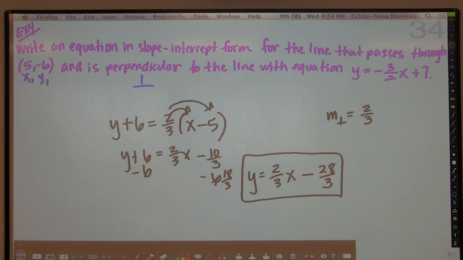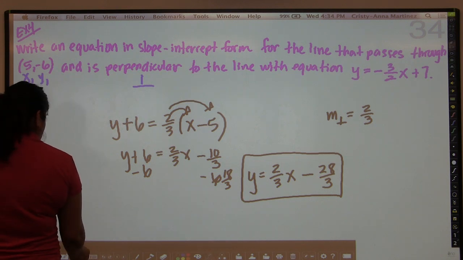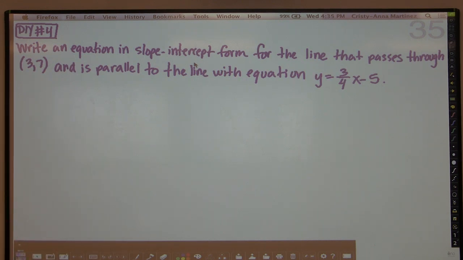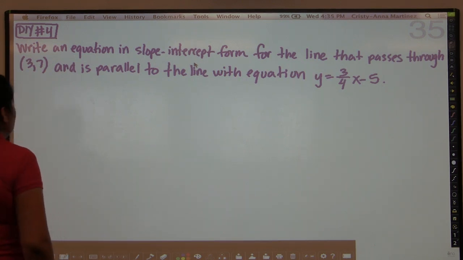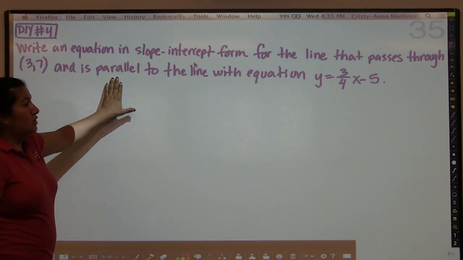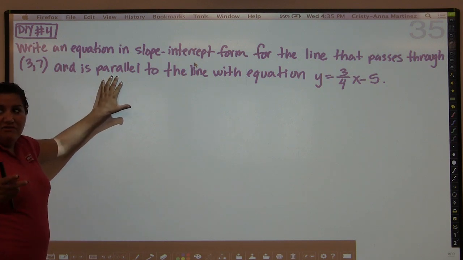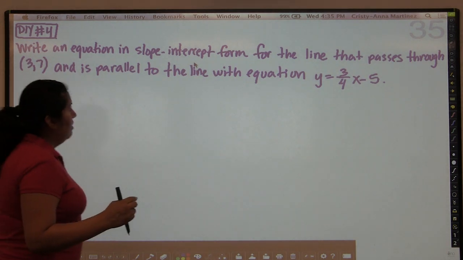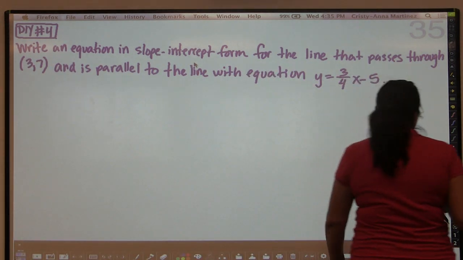Okay? So now, what we are going to do is ask you to do something similar. And this will be your last example. It's the same thing that we just did here. But be careful. Don't get all carried away and not read the problem. This is almost the same. In this case, it's asking for a parallel line. So the slopes will not be negative reciprocals of each other. The slopes will be the same. So aside from that, it is the same thing as the previous example.